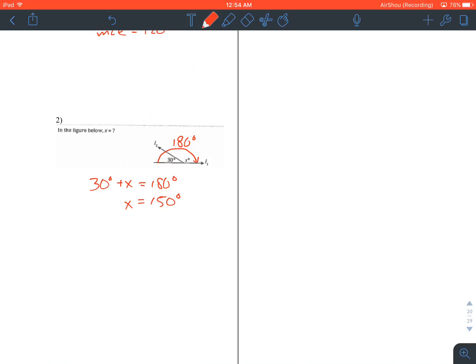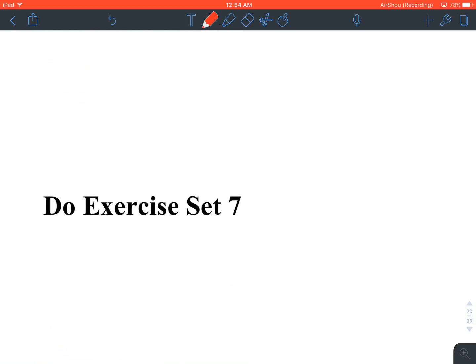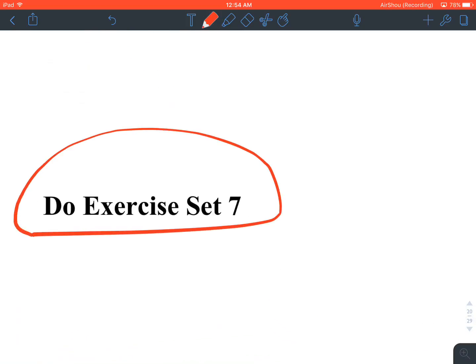Let's see, what else? Anything else I need to tell you here? I don't think so. How about that? That was quick. Exercise set 7. Do it with a big old smile on your face.